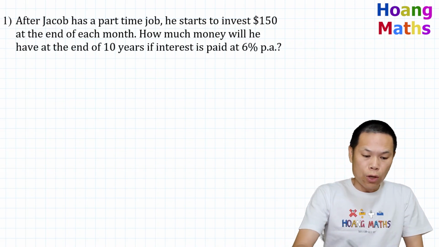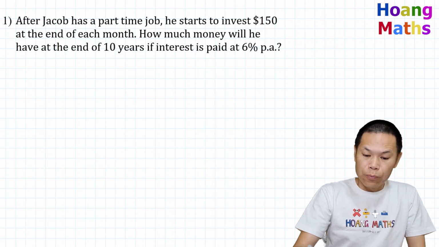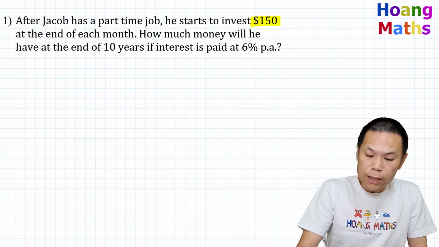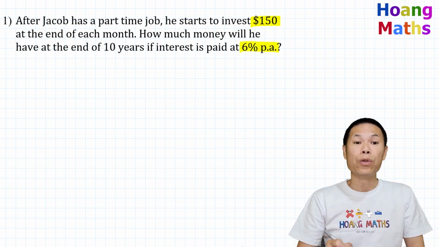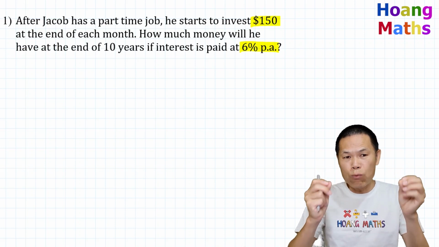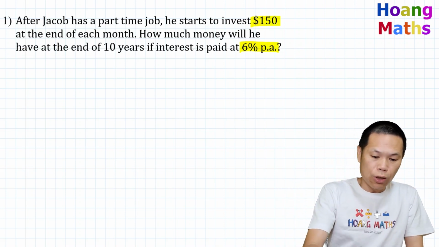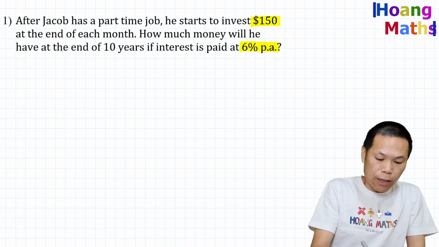So first of all, we need to know that he invested $150 each month and the interest rate is 6% per annum. So therefore, the interest will be paid monthly. In another word, compound monthly. So what I do, I just write this down first.